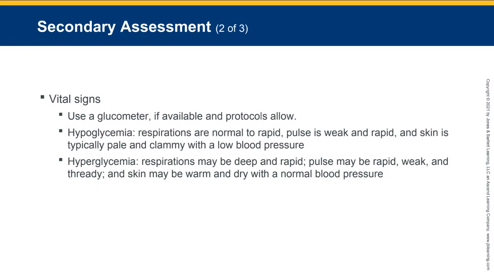Hypoglycemia, respirations are normal to rapid, pulse is weak and rapid, and the skin is typically pale and clammy with a low blood pressure. For hyperglycemia, respirations may be deep and rapid, pulse may be rapid, weak, and thready, and the skin may be warm and dry with a normal blood pressure.